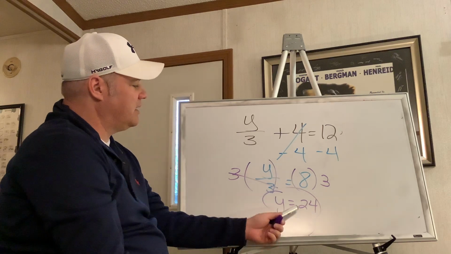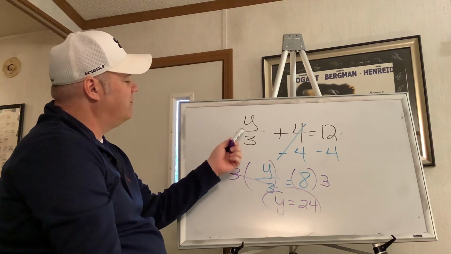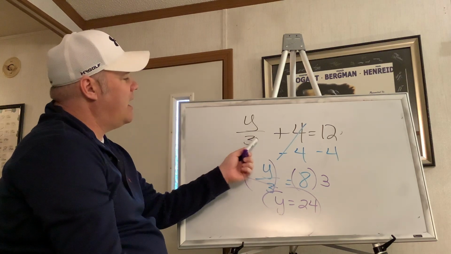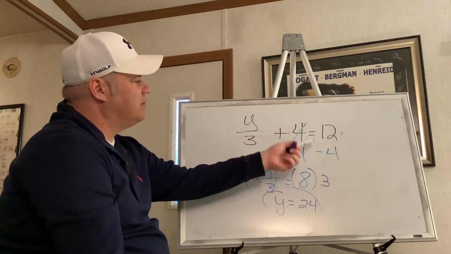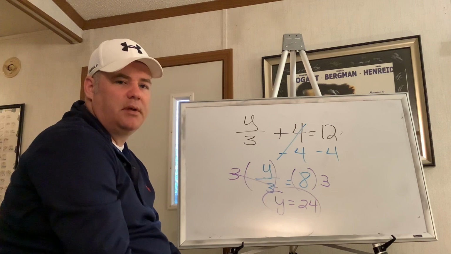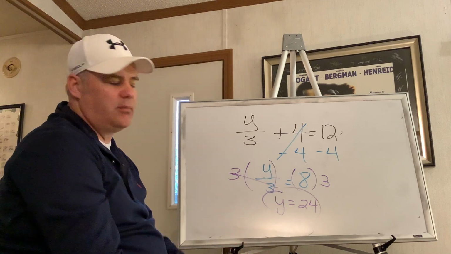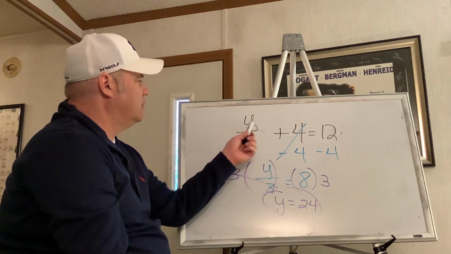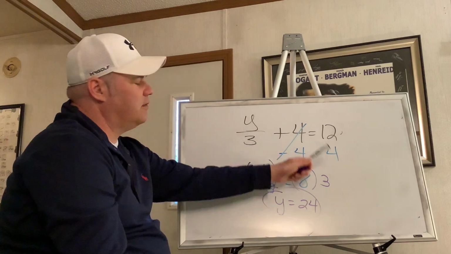Okay, I can always plug this back in if you want to check your answers. 24 divided by 3 is 8. 8 plus 4 is 12. Now at that point, when you plug it back in, then you are doing PEMDAS, because you're working with all numbers at that point. Okay, so 24 divided by 3 first, 8 plus 4 is 12.